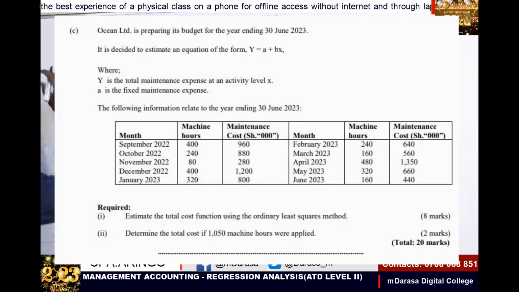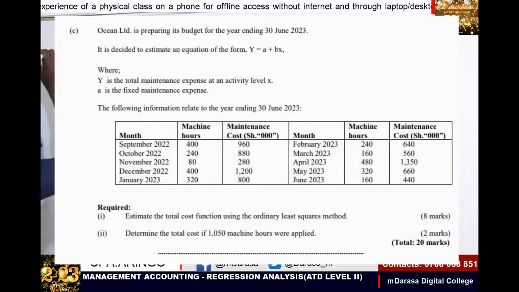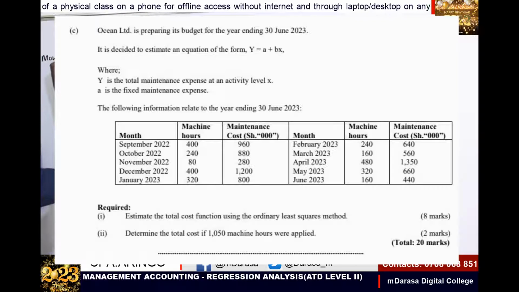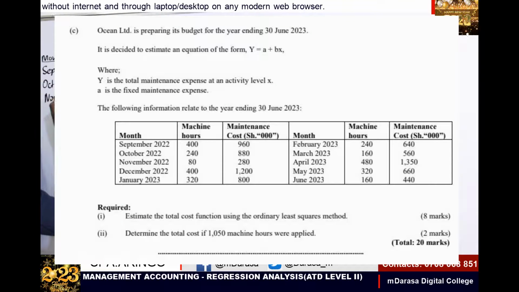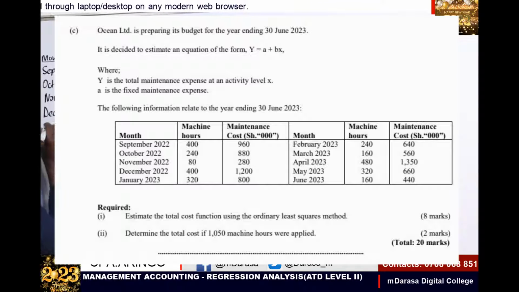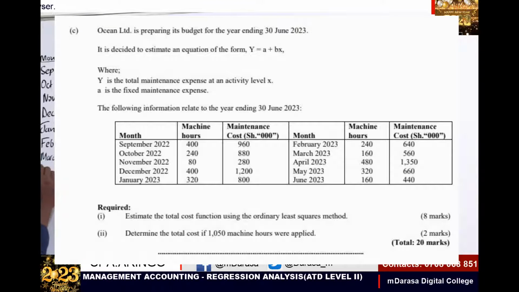So in this case, I'll be having this data of hours, number of period, I'm having months, which in this case I'm having September 22, we're having October 22, November 22, December 22, January 23, February 23, March 23, April 23.